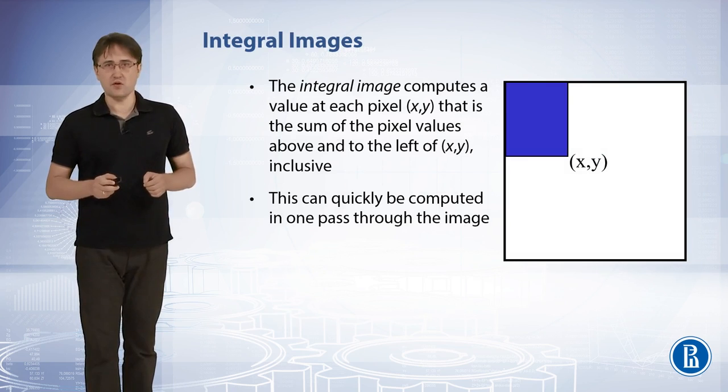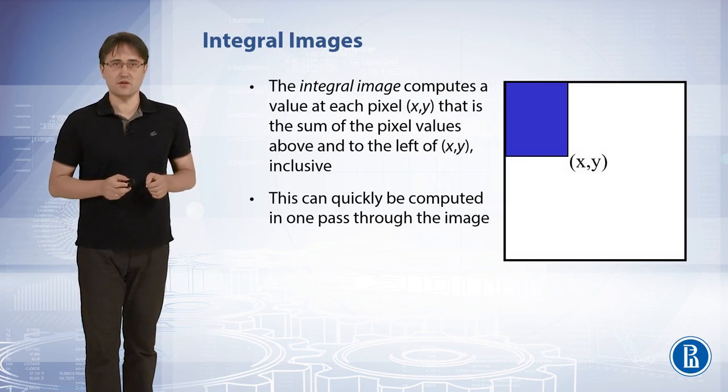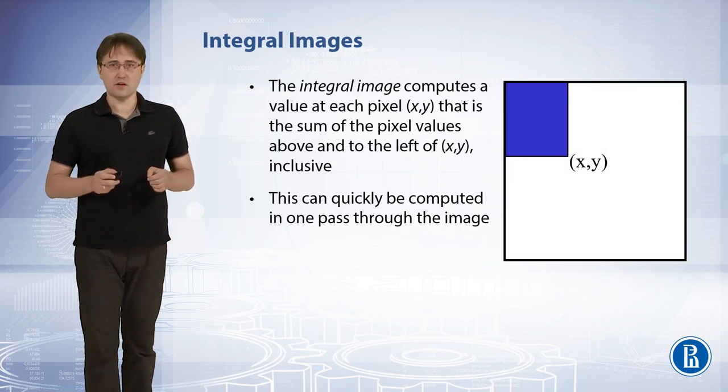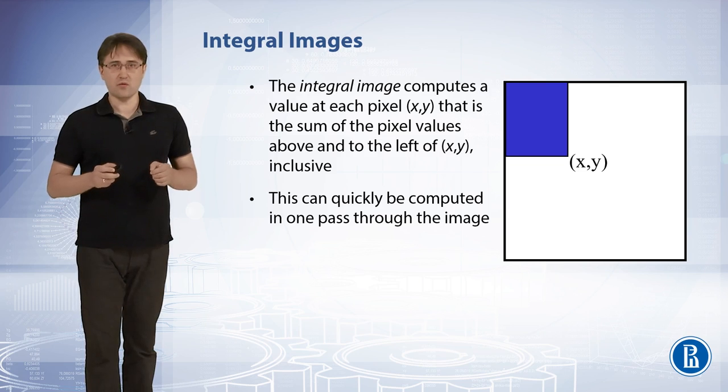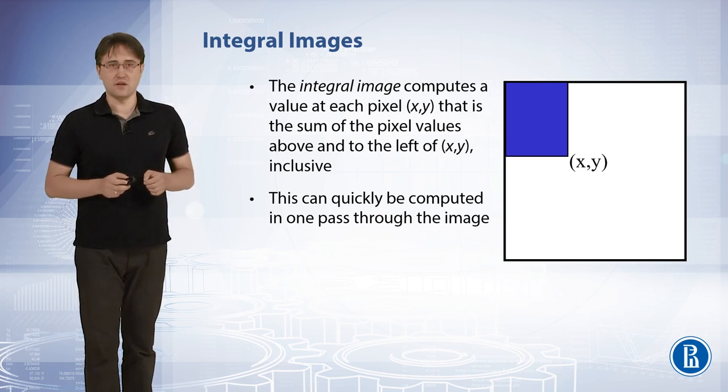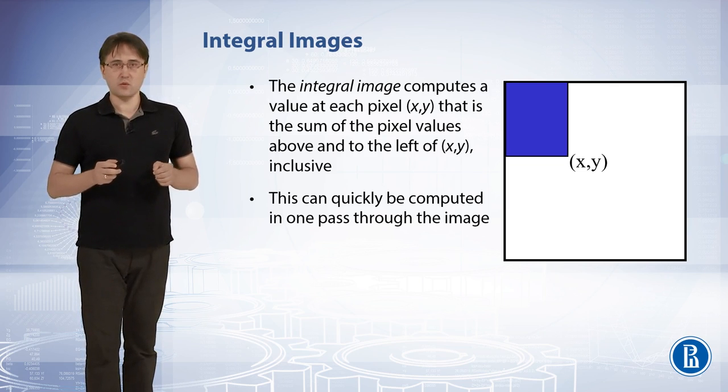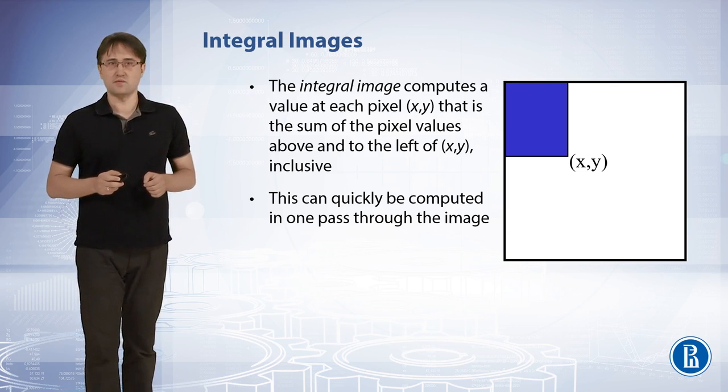We use integral images for fast computation of Haar features. The integral image computes a value at each pixel that is the sum of pixel values above and to the left of this pixel, inclusive. This can be quickly computed in one pass through the image.